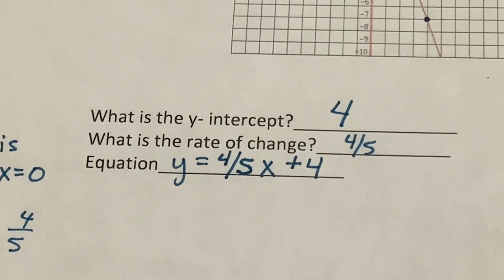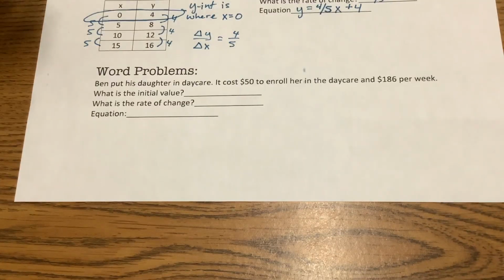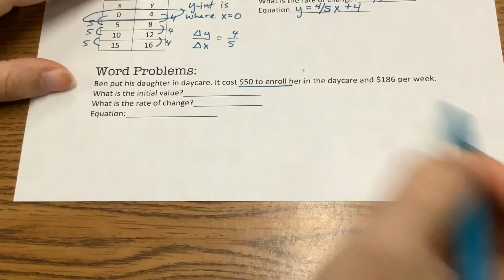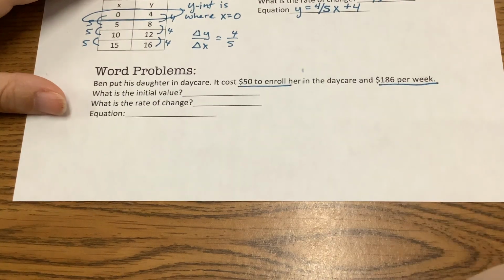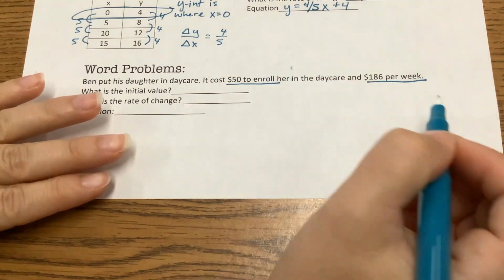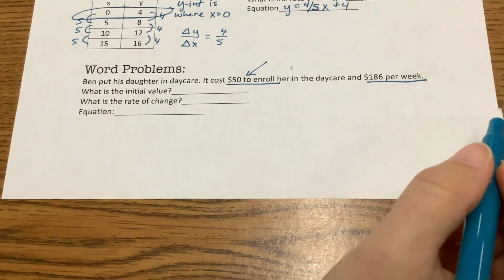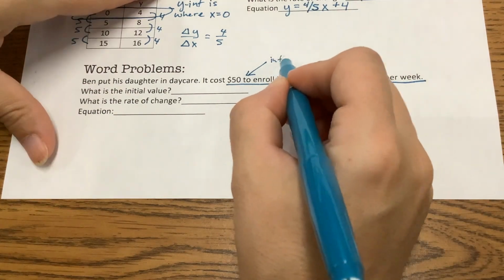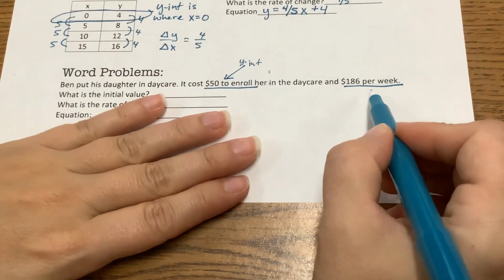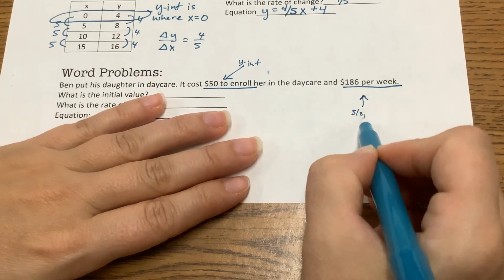All right, now we're going to talk about word problems. Ben put his daughter in daycare. It costs $50 to enroll her and $186 per week. Make sure you underline those. Those are important to us, right? Okay, does he pay the $50 more than once? No. So what does that mean this is? If it only happens one time, is it the slope or is it the intercept? This is the intercept. Okay, this happens every single week. So $186 per week is the slope.